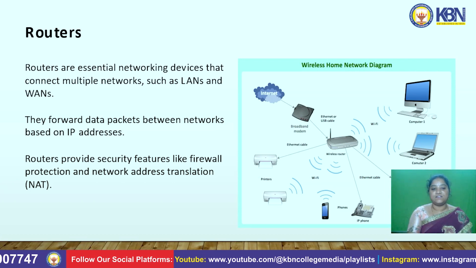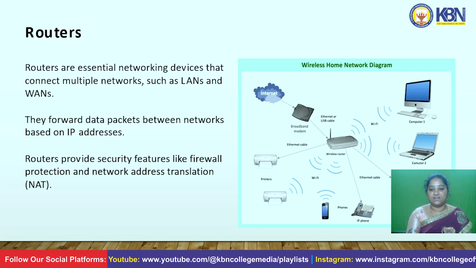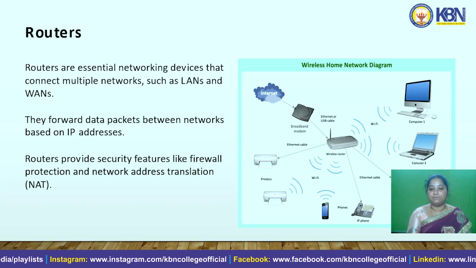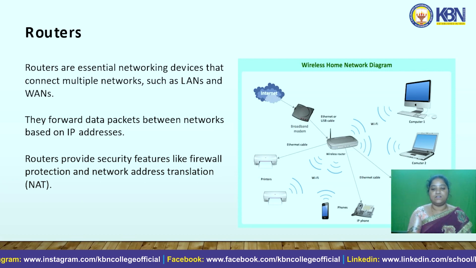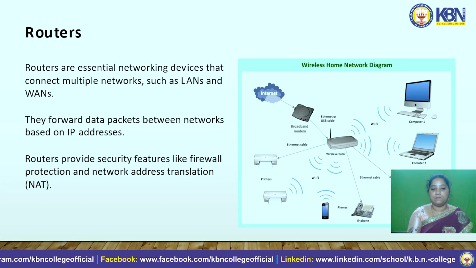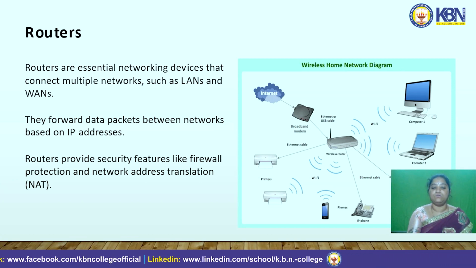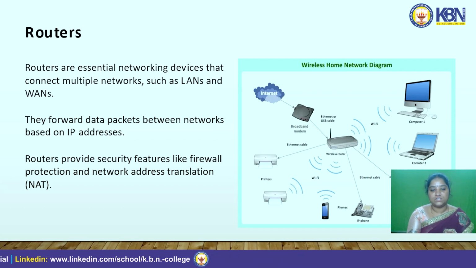Such as LANs and WANs. LAN means local area network, and WAN means wide area network. They forward the data packets between the networks based on the IP address. It depends upon the system IP address, and routers also provide security features. This is one of the main advantages of routers, that is security.